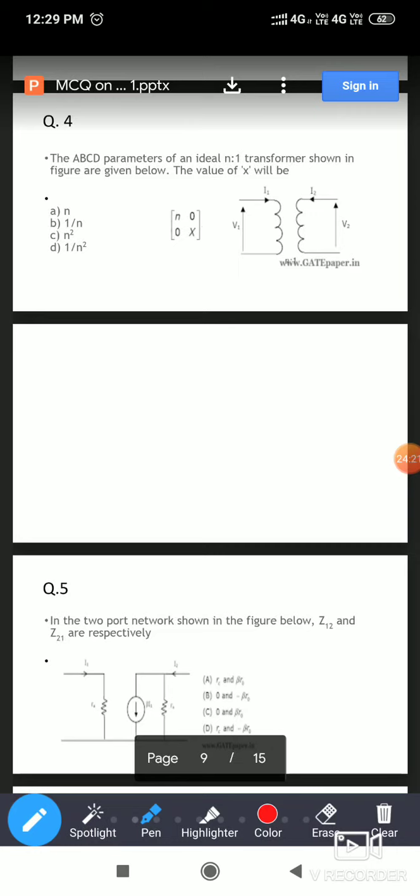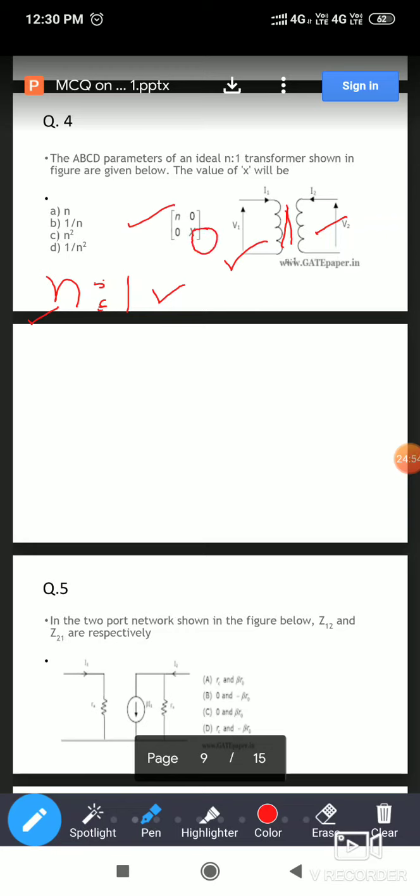What is the meaning of n to 1? That is the ratio of coils, ratio of windings. N to 1 is given as the ratio of winding. This n is the number of turns of the primary of this transformer, and 1 is the number of turns of the secondary. So this will be the ideal transformer they have given, and you have to find out the ABCD parameters, out of which all parameters are given except x. So x you need to find out.